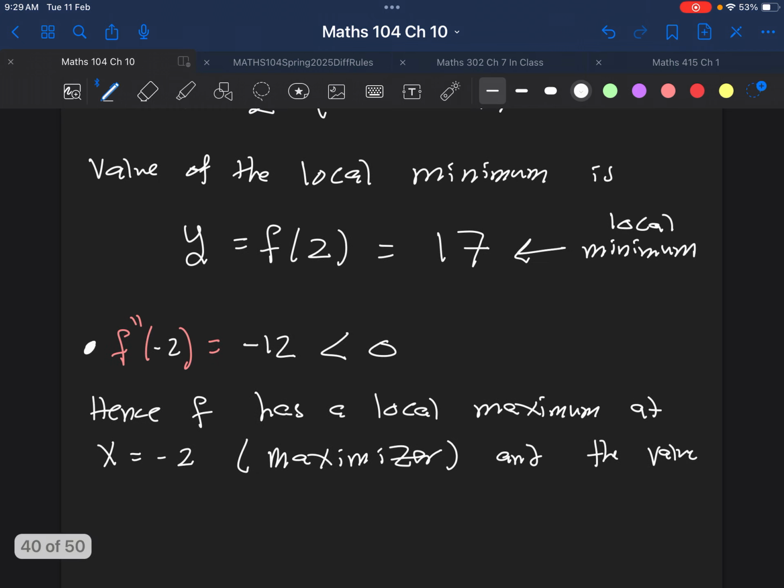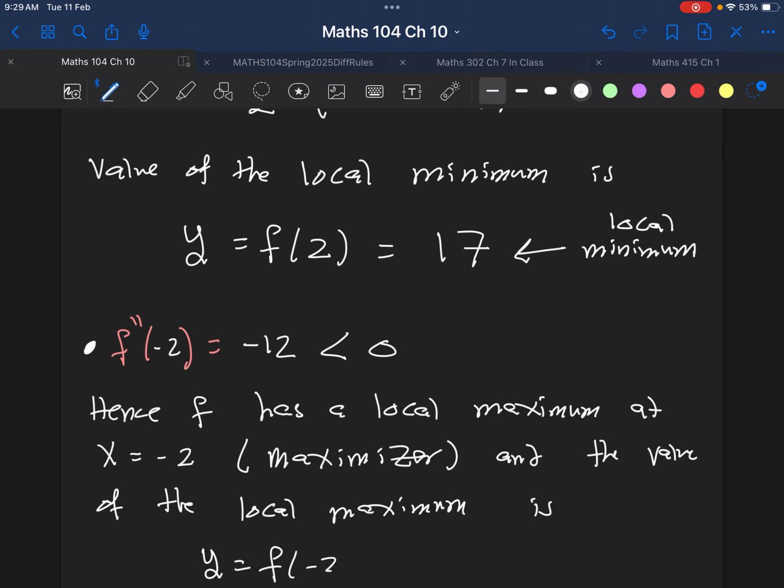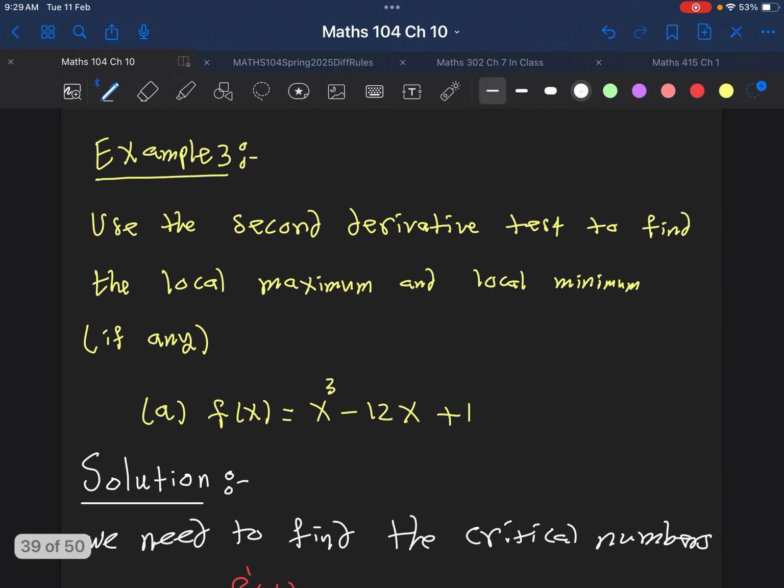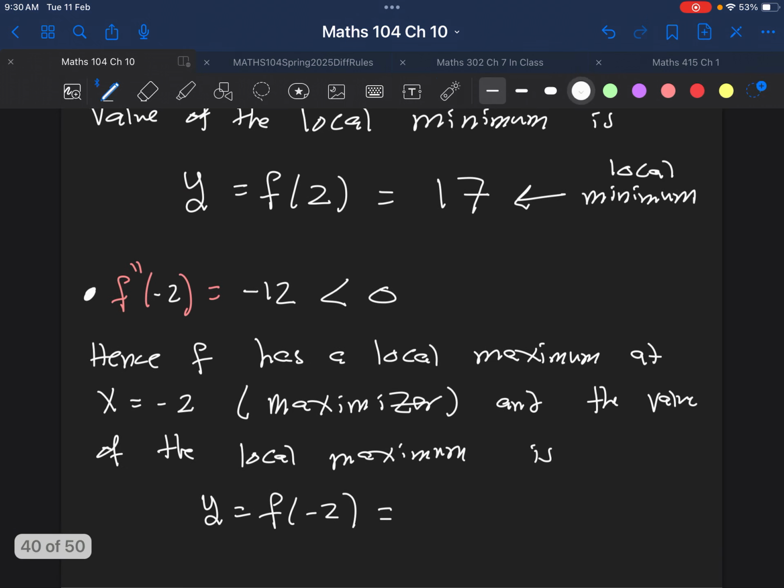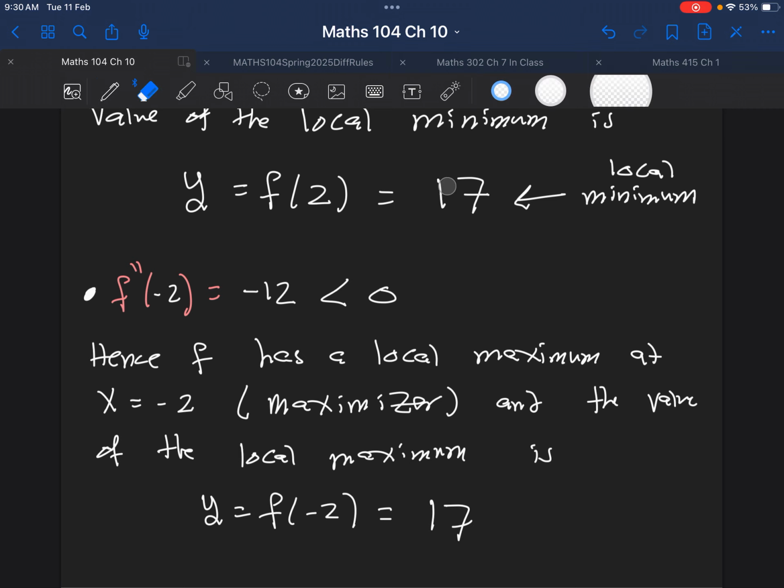And the value of the local maximum is y equal to f of -2, so substitute -2. This is -8 plus 24 plus 1, that would be 17, sorry, so this is 17 here. I think I made a mistake here. This would be just 8 minus 15.